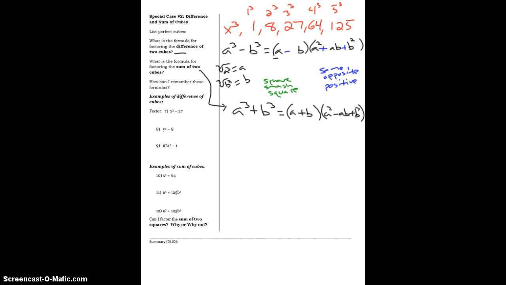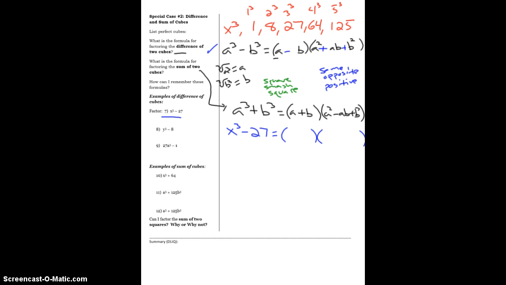So let's try x cubed minus 27. Is that a sum or a difference of cubes? Well, it's a minus sign, so it's a difference of cubes. So we're going to be using a cubed minus b cubed. So let's write the problem out. X cubed minus 27. And we know it's going to be a binomial times a trinomial. So leave yourself enough room.